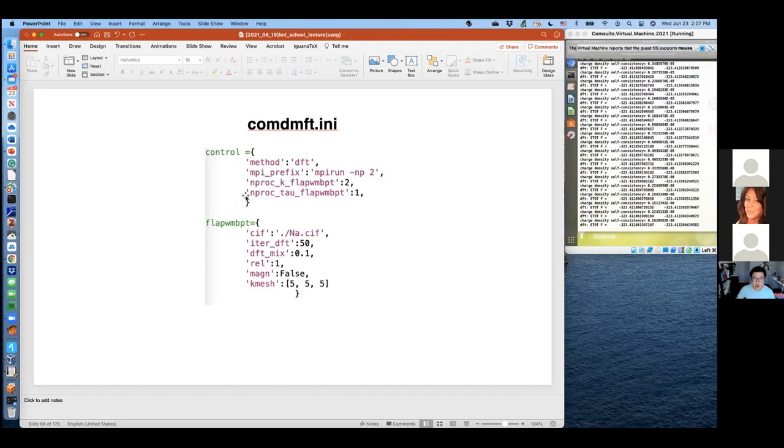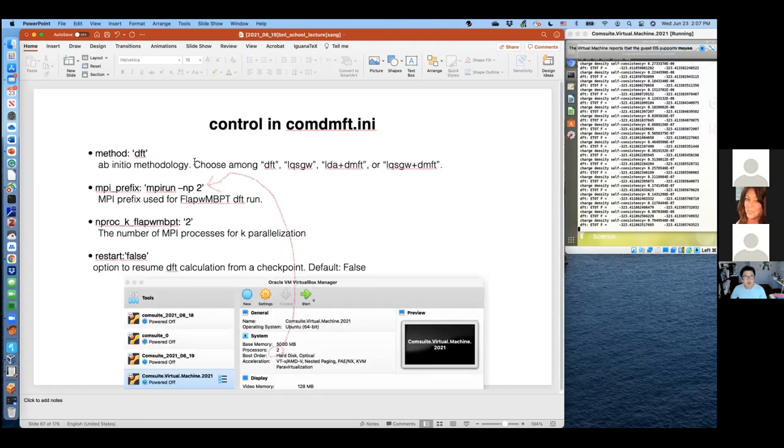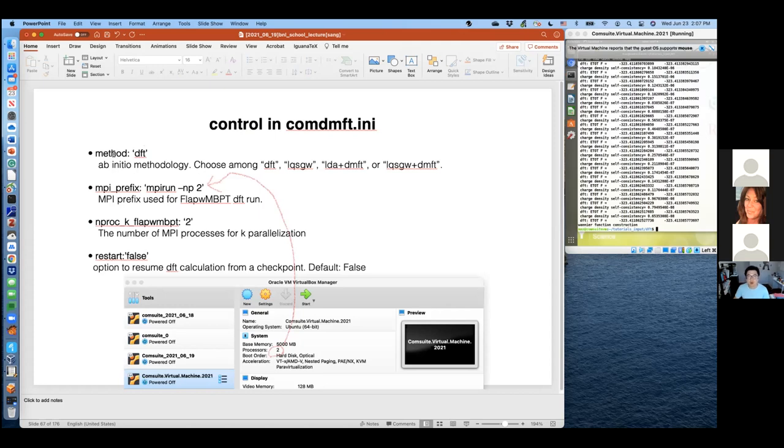In the dictionary, we have keys and values, and all the keys are written in lowercase letters. I will describe the meaning of the values soon. First, the key in the control dictionary is the method. Within COMDMFT, you can make choices of the methodology. It can be DFT, LQSGW, LDA plus DMFT, or LQSGW plus DMFT. The calculation has been finished.